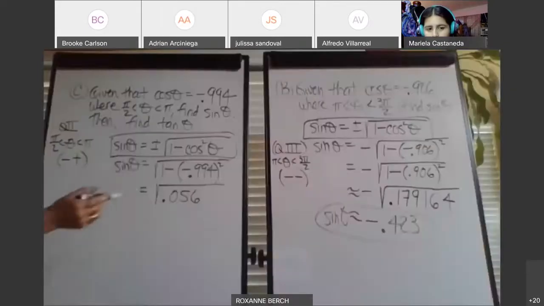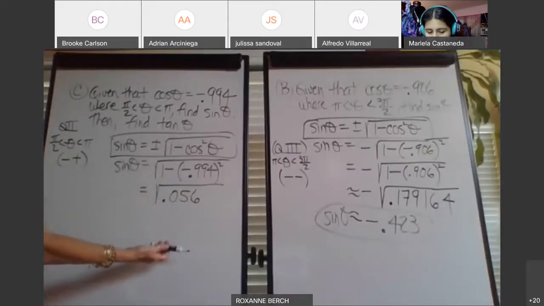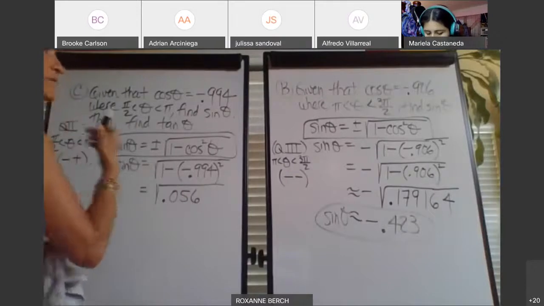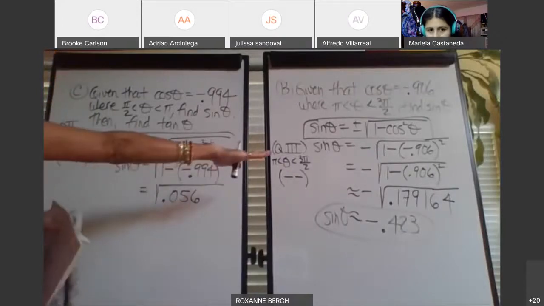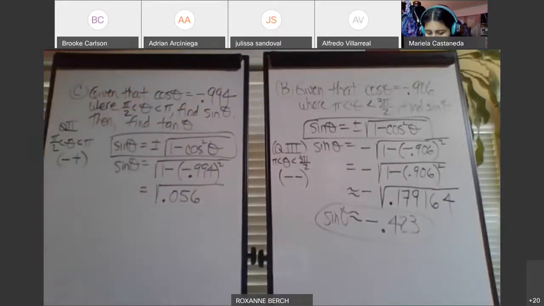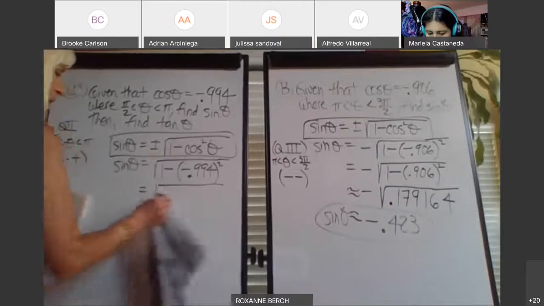I don't know if you rounded too much, because since we're not done with the problem, this is too much rounding. It might throw our answer off. So you want to take it out six or 7 places. So we'll see. That's wrong. I'm sorry. That's okay.